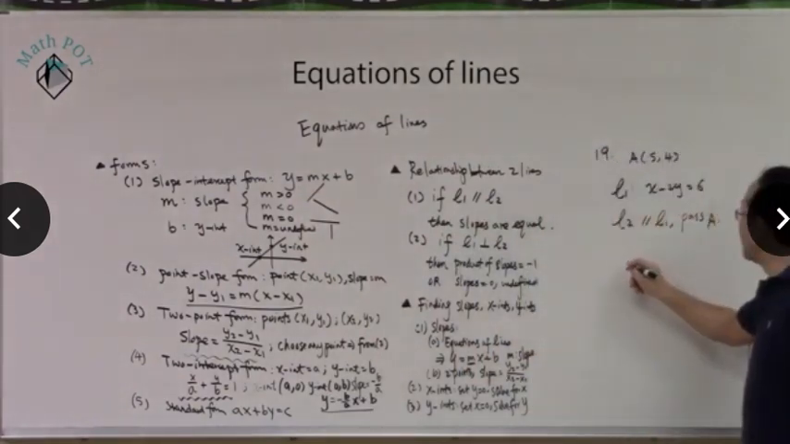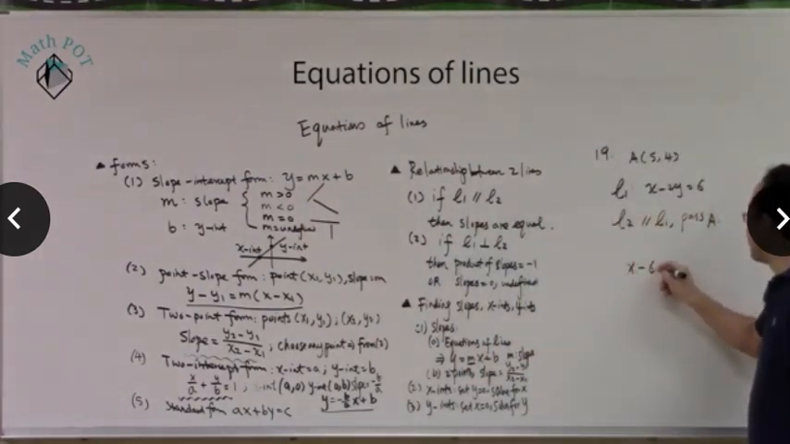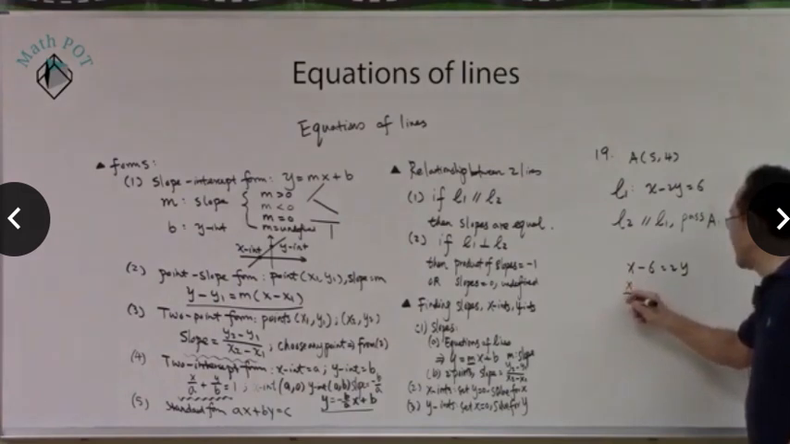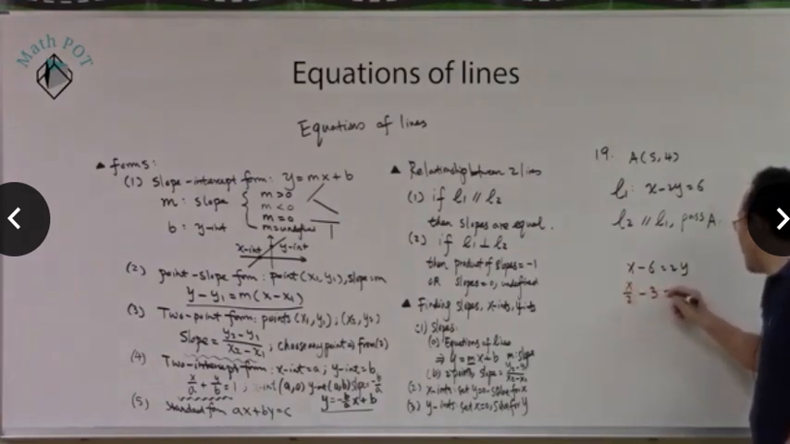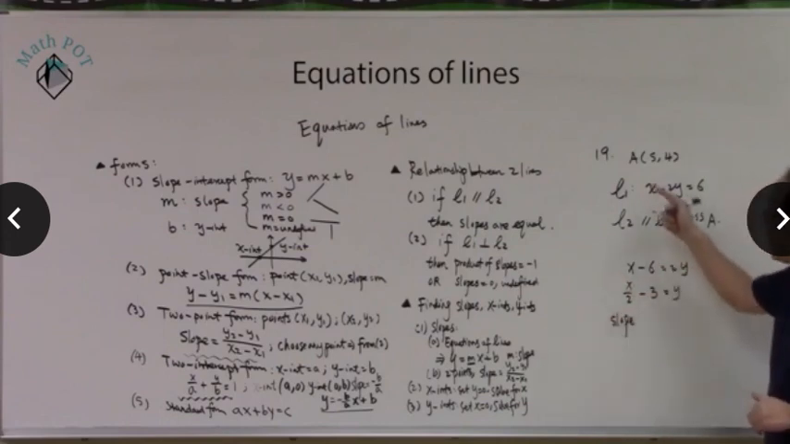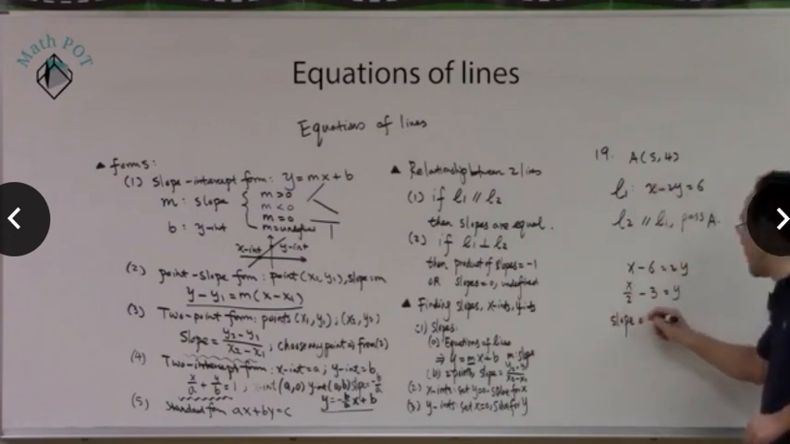Of course, quickly change this one. Next, x minus 6 equals 2y. I'm going to move 2y to the other side. Let's divide both sides by 2. That gives us x over 2 minus 3 equals y. Because we write y equals a number followed by x plus another number, now the number before x is the slope. The slope of L1 is half.